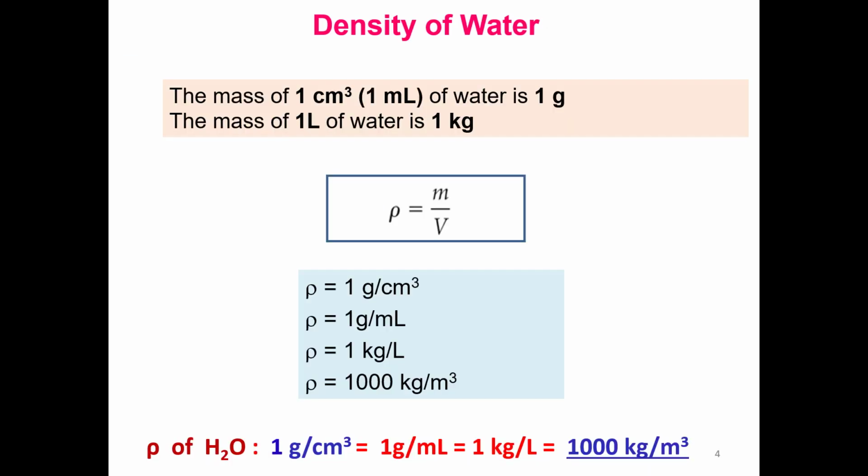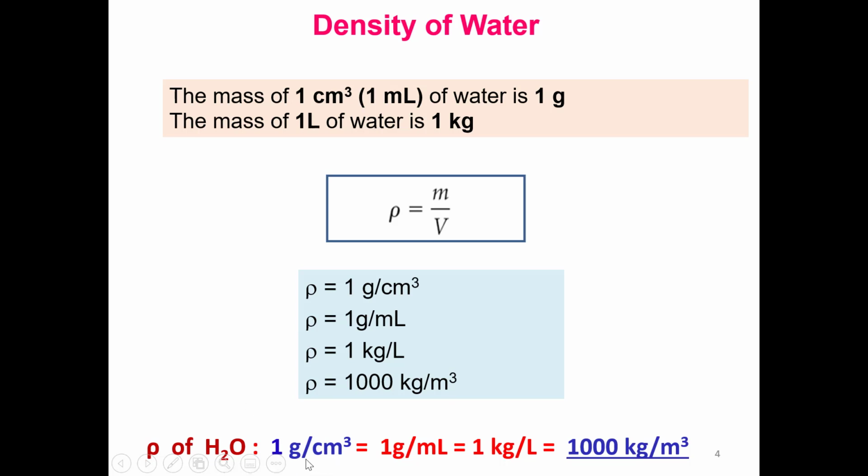And now we can write the density of water in terms of different units. The density of water can be 1 gram per cubic centimeter, can be 1 gram per milliliter, 1 kilogram per liter. Another important way we can express the density of water, the density is 1,000 kilograms per cubic meter. And these are all different units we can use to express the density of water.